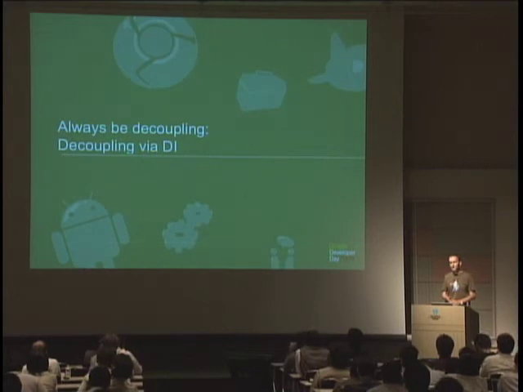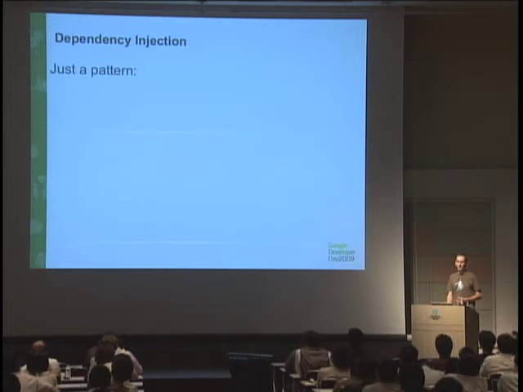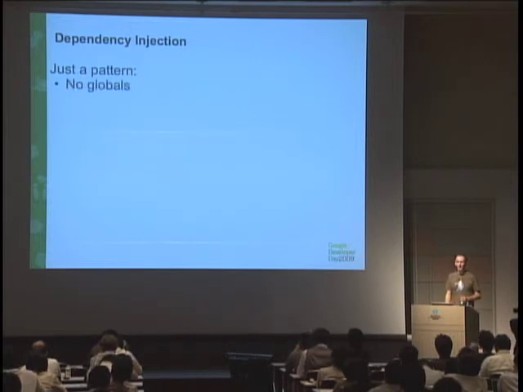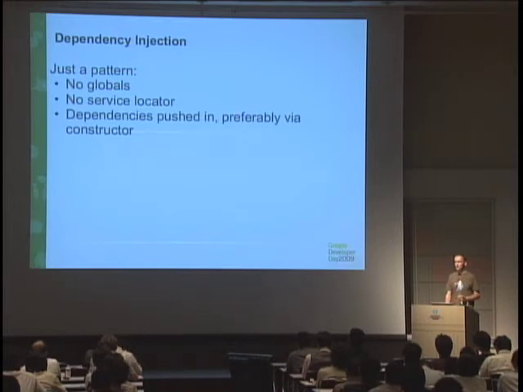So another way to decouple is through dependency injection. Now, dependency injection is something you may have heard about and you're hesitant to implement because it seems complicated or a lot of work. But it's really just a pattern, which means you can do it. It means no globals. So you have no global variables that have some magic classes that everyone needs to access. You have no service locator. So there's no special class that you go to and say, give me the RPC service. That's a way of doing a global. Dependencies are pushed in, but preferably via the constructor.